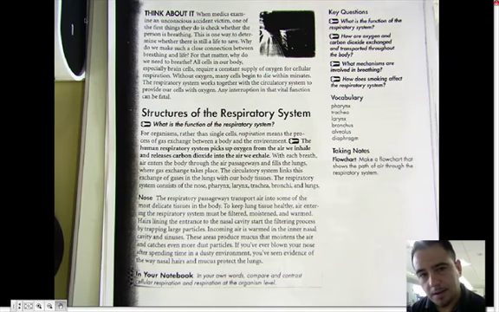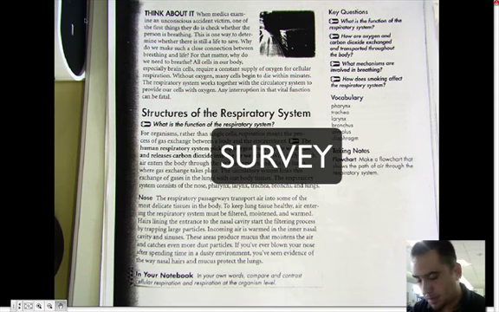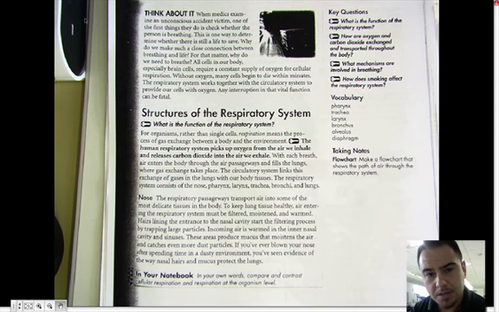Hello students. Today we're going to learn about a very important strategy called surveying. When we do a survey, the main point is we're trying to find motivation for our reading.